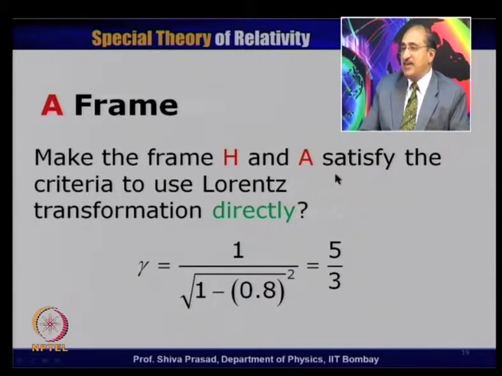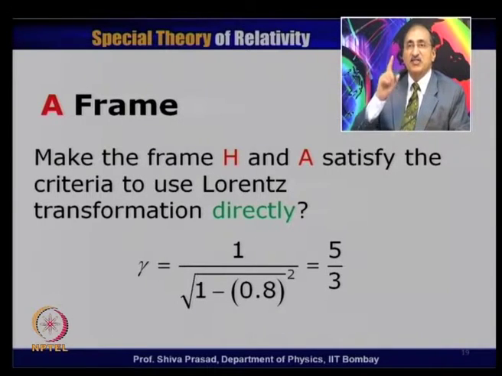Make the frames H and A satisfy the criteria to use Lorentz transformation directly, which essentially means that I have to put t prime equal to 0 exactly at the same time when the origins were coincident, and also I assume that that was the origin of the ambulance. Because I have to transform between these two frames, I have to use the relative velocity between them, which is the relative velocity between the hospital and the ambulance frame, because the velocity has already been given in the H frame. So, same is the relative velocity, because that is how we have defined relative velocity.